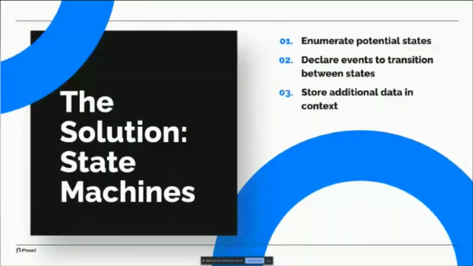So the first thing is we're going to need to enumerate all of our potential states. So we need to know what they are. We're going to list them in advance within our machine so that we can't transition to an unknown state.